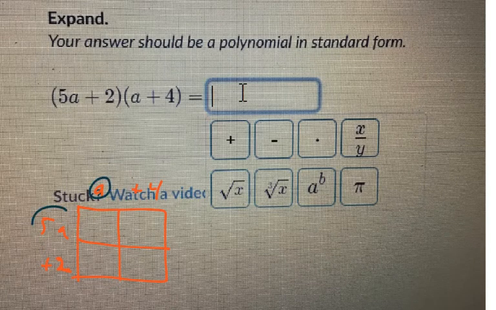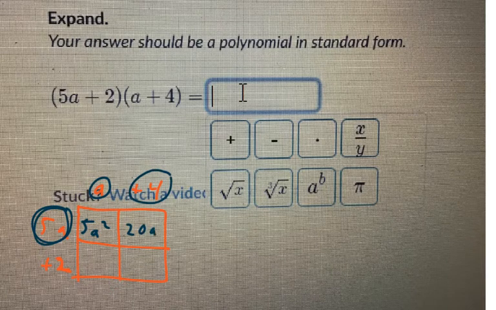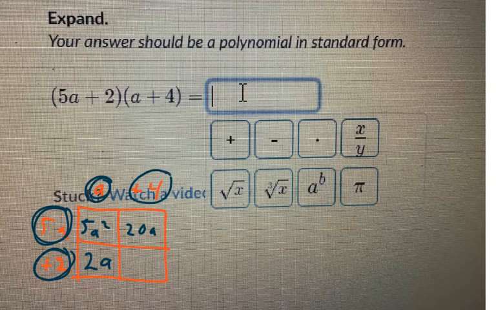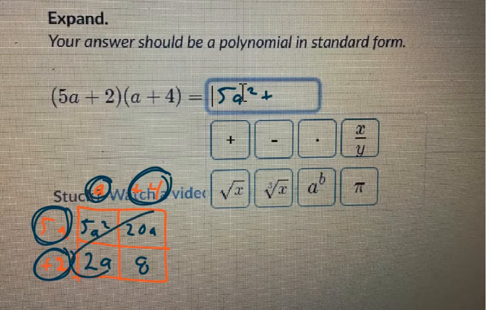And of course, a times 5a is 5a squared. 5a times 4 is 20a. A times 2 is 2a. And then 2 times 4 is 8. So you would come up here, you type in 5a squared plus, putting our a's together, 22a plus 8, and then you click check.